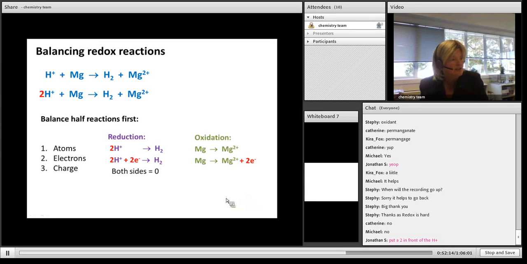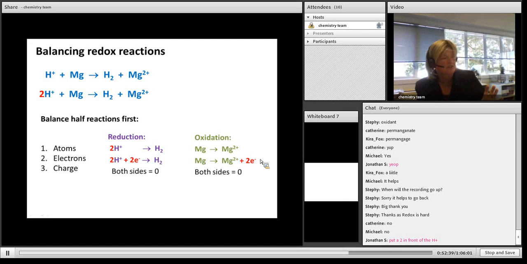And can you see hydrogen over here is neutral, so it's got a charge of 0, and 2 positives plus 2 negatives gives you a total charge of 0 on the left hand side. Similarly over here, magnesium metal is neutral, so it's 0. Whereas here I've got on the right hand side 2 positives plus 2 negatives makes it a total charge of 0 as well.